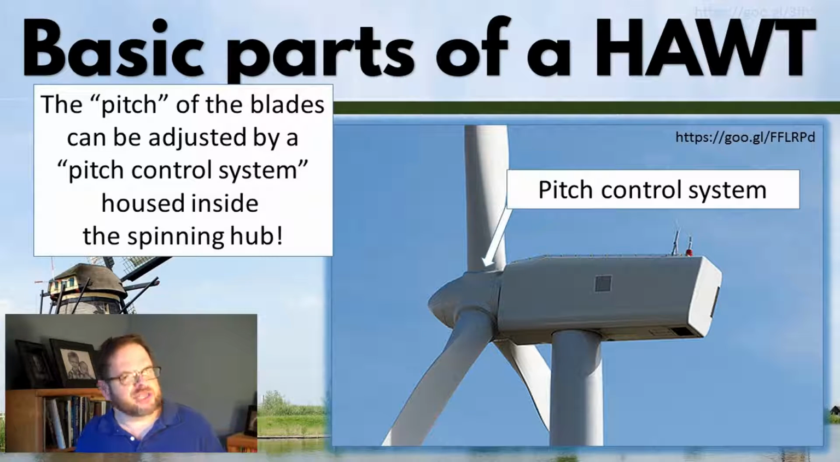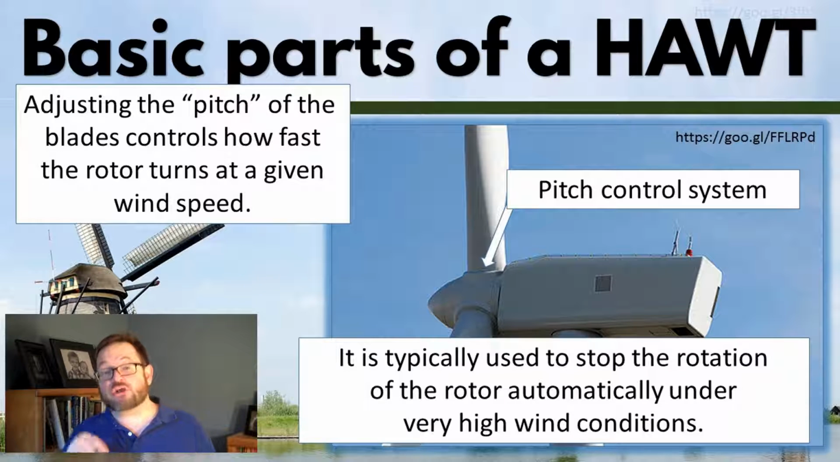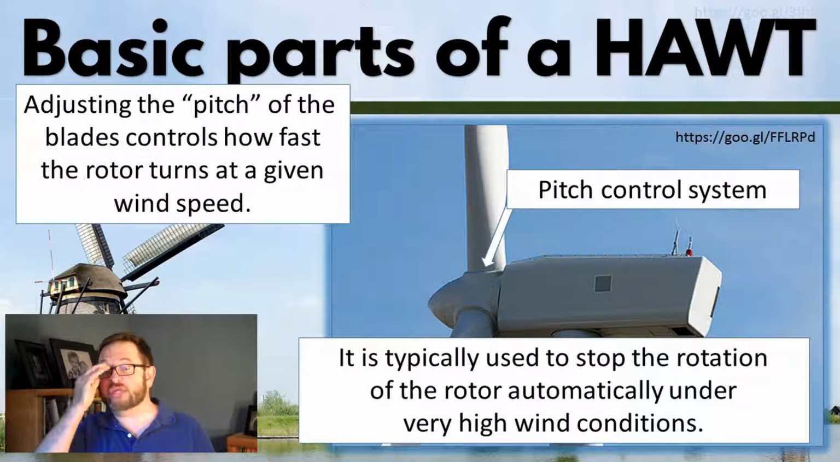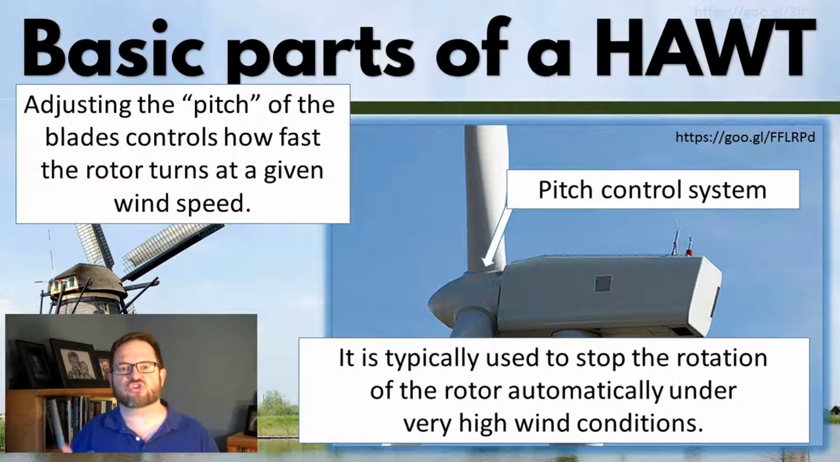Why do we need to adjust the pitch of the blades? Adjusting the pitch of the blades controls how fast the whole rotor is going to turn at a given wind speed. We principally do this because there are going to be times where the wind speed is too fast, where you are exceeding the design parameters of the turbine, allowing the wind to turn the whole rotor as fast as it can. You'll be exceeding the ability of the works inside the rest of the turbine to produce electricity safely and without diminishing the lifespan of the system.